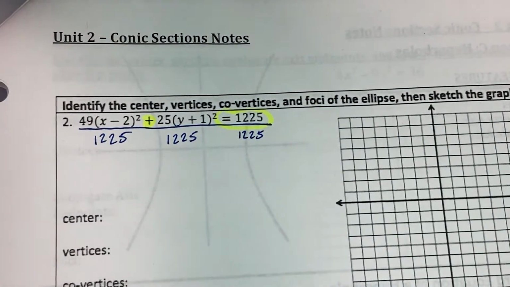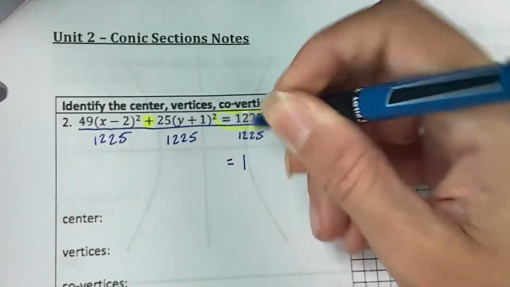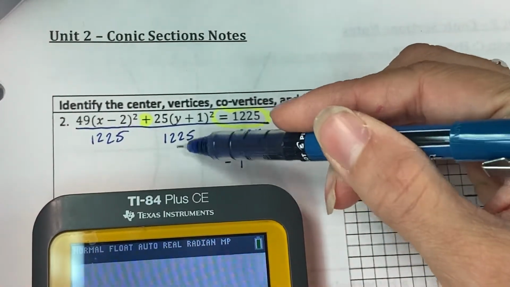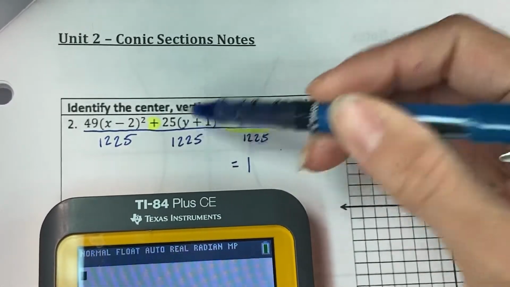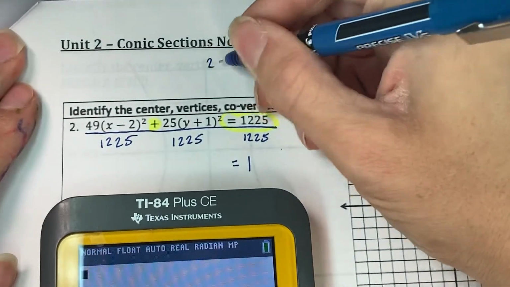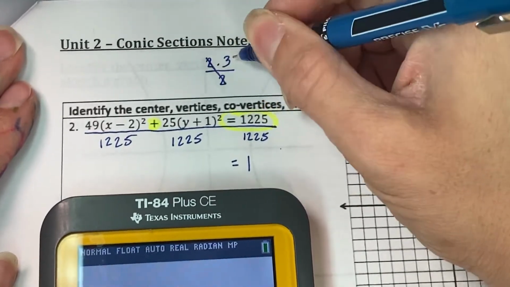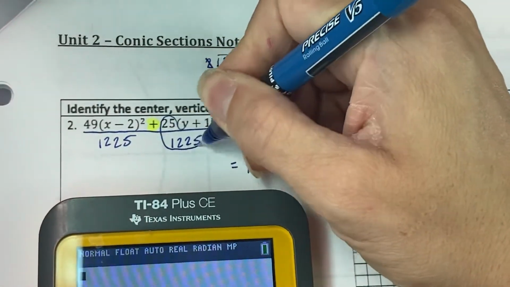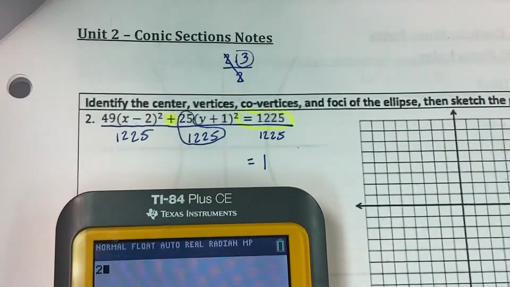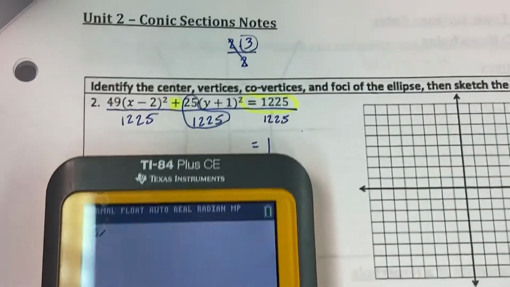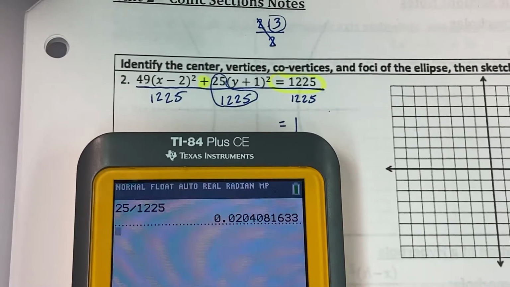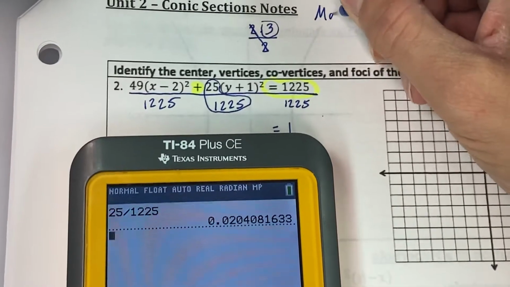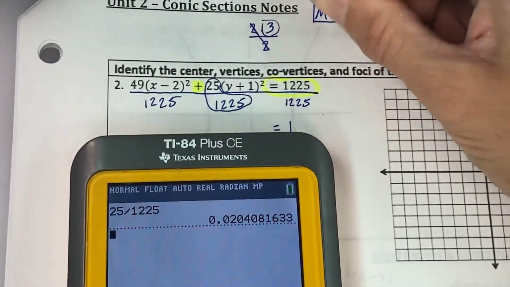So folks, we know that this is going to be equal to 1. Now, if I want to divide this business by 1,225, we can just divide the coefficients, similar to if I had 2 times 3 over 2. You could cross those off, leaving you at 3. I can simplify the 25 with the 1,225. So 25 divided by 1,225 gives me, yuck.